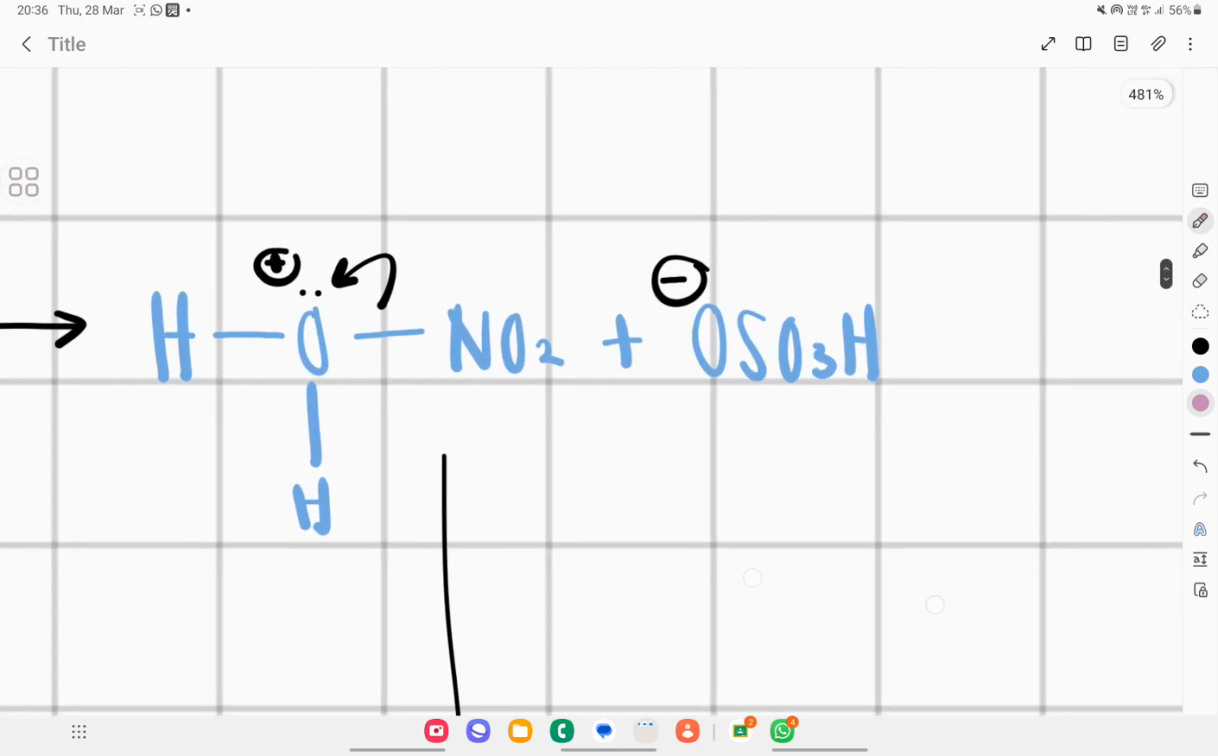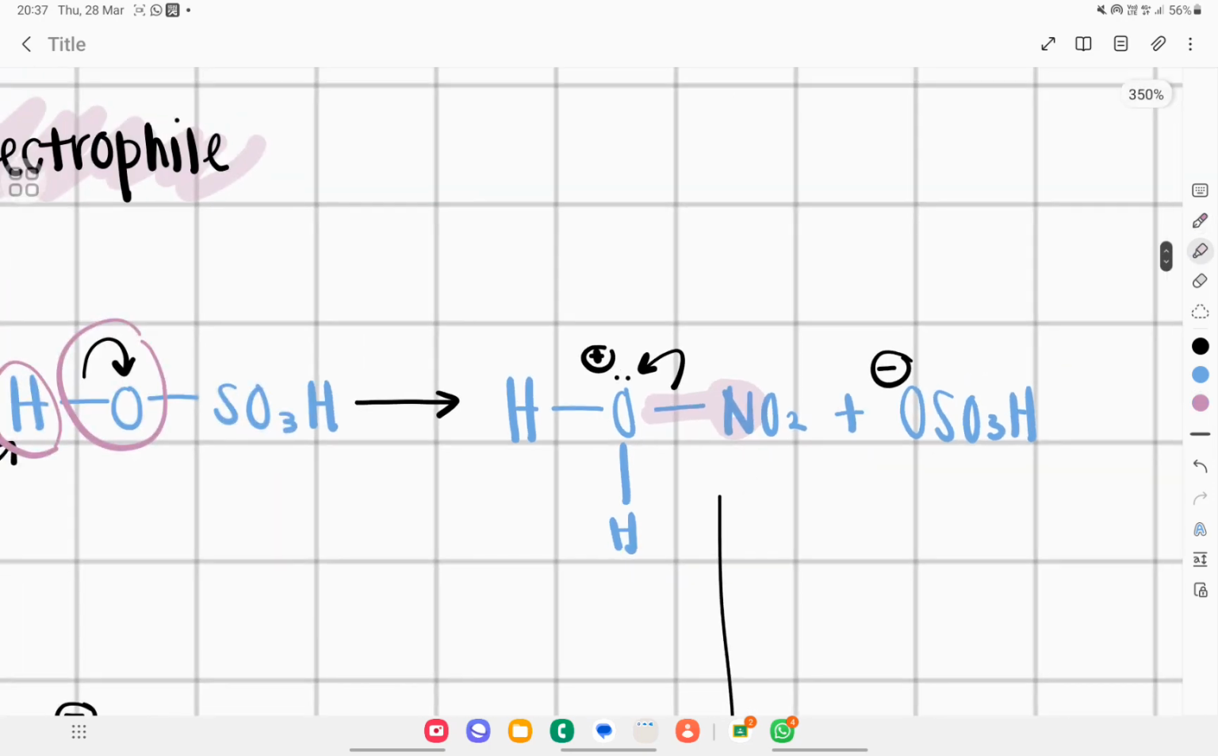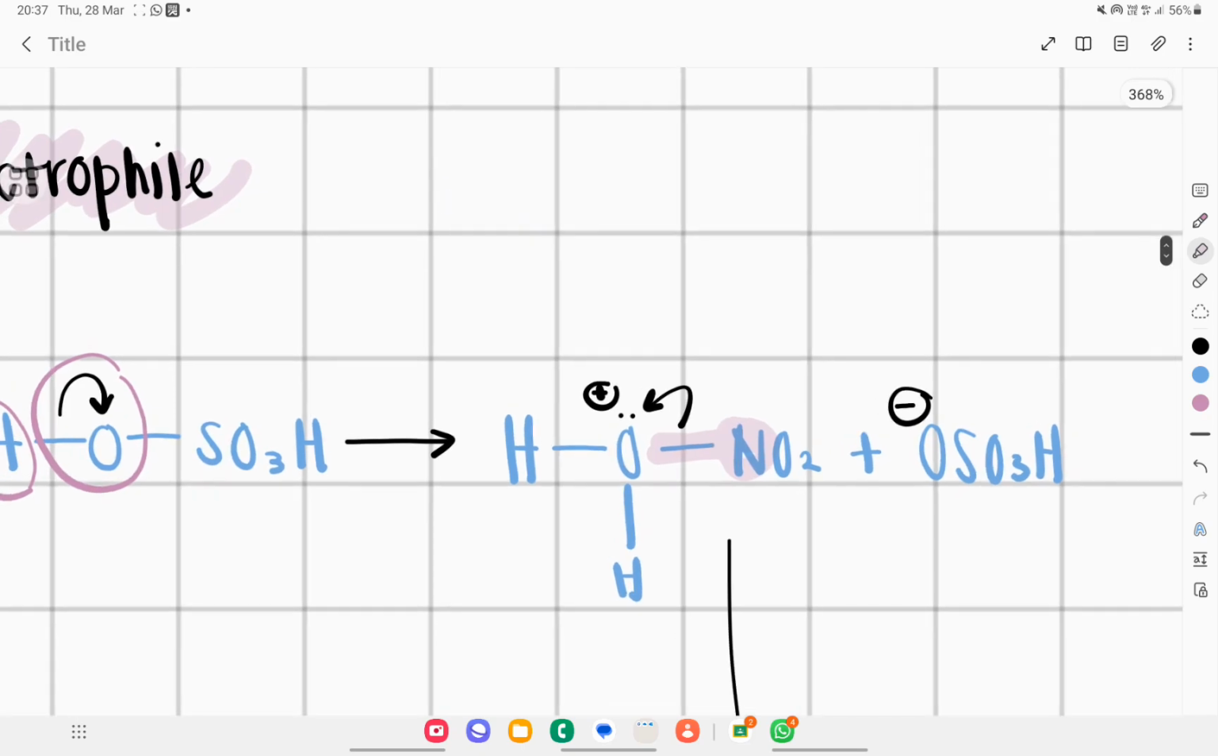Moving on, the sigma bond in the positive H2NO3 is weak and will break with the release of H2O, which we all know is a good leaving group. Both electrons in the sigma bond are pushed toward the O atom, as it is more electronegative than the N atom. I think I should highlight it like this.